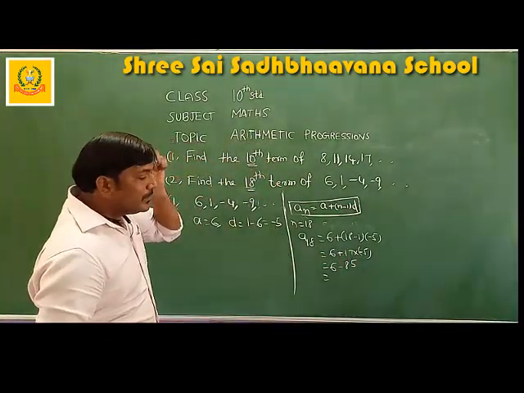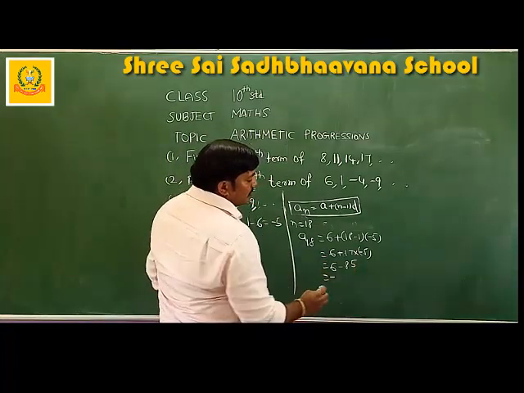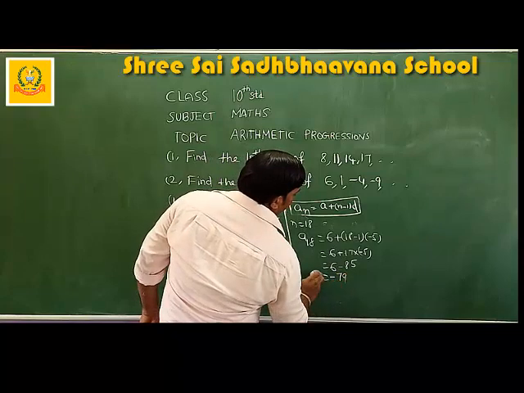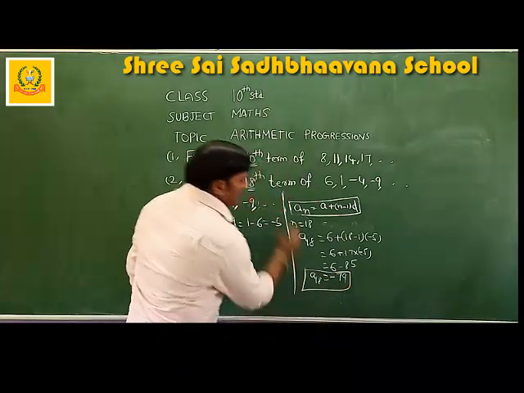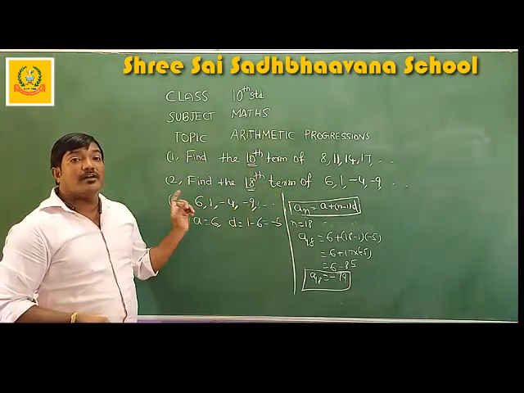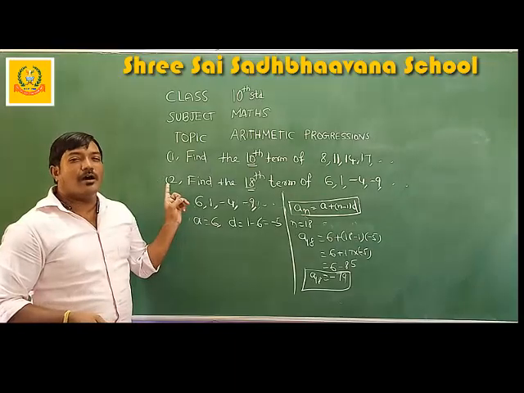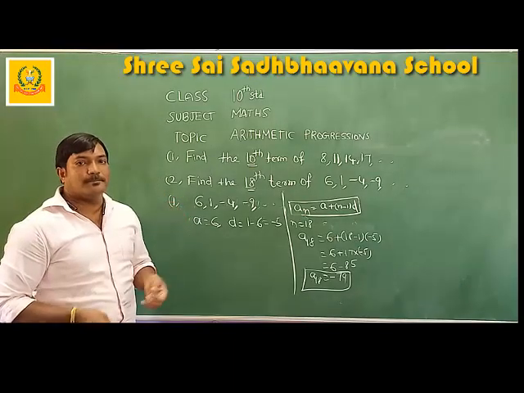So -85 plus 6. Always remember, the greater number has the minus sign, so obviously you should take the negative value here, which will be -79. So the 18th term is -79. I hope you understood this. This question will be asked for 1 mark, or they might ask it in multiple choice also. Okay? Thank you.